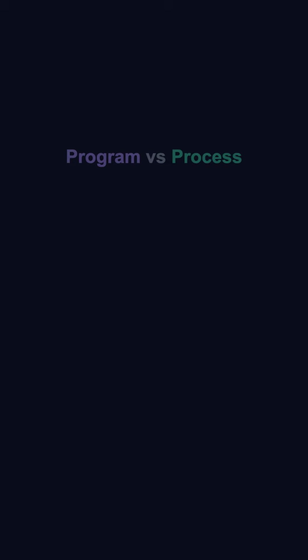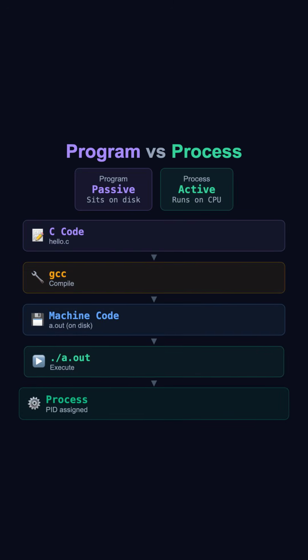A program and a process are not the same thing. C code is compiled by GCC into machine code on disk, which is a passive file. When you run it, the OS loads it into memory and creates a process. So a program sits on disk and is passive. A process runs in memory and is active.